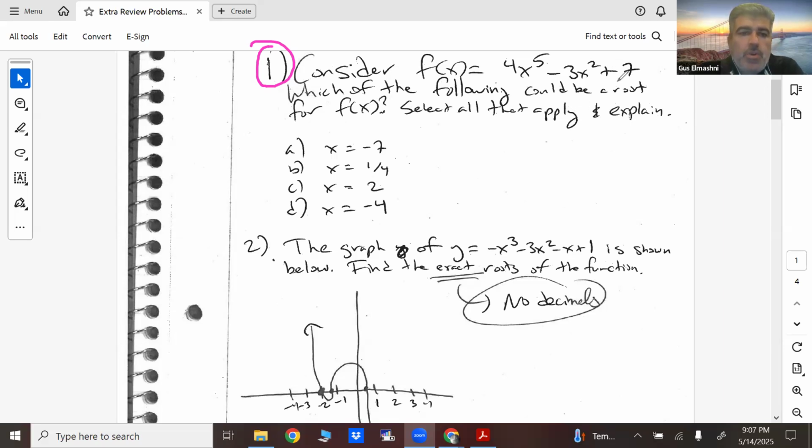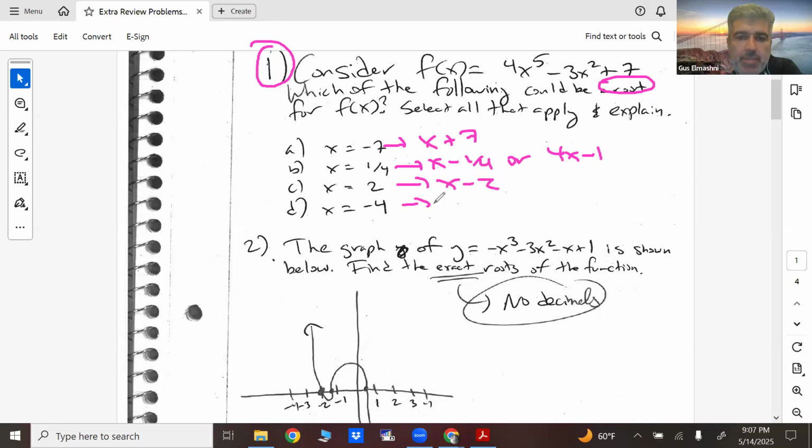So what you want to do for these kinds of problems, if x equals -7 is a solution, or roots, then this means x plus 7 is a factor. Hope that makes sense. This means x minus 1/4 is a factor, or 4x minus 1, it's the same thing, because that also gets you 1/4. You multiply both sides by 4, subtract 1, you get that. x minus 2 is a factor.